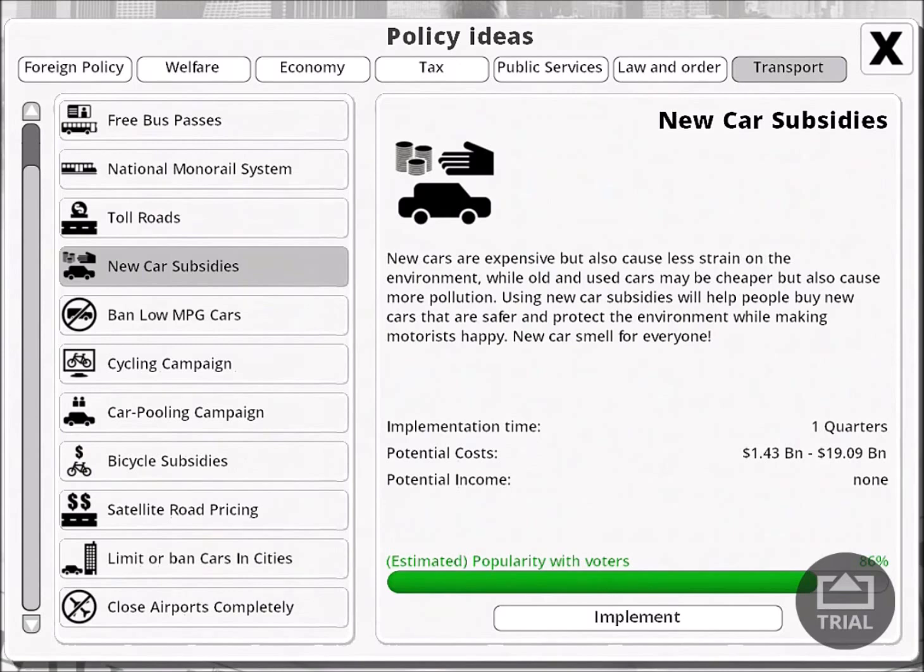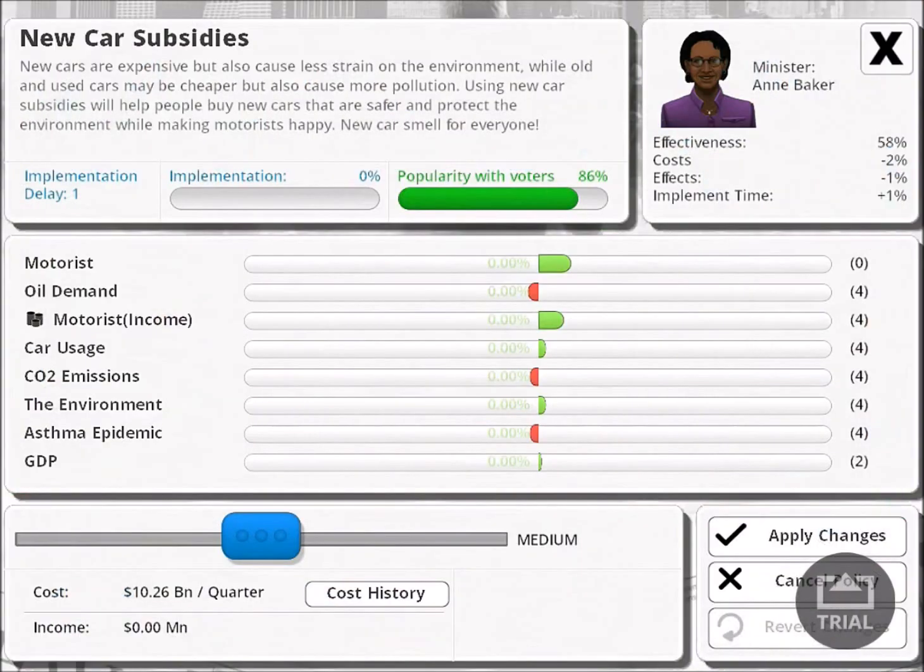Notice I'm not putting anything extreme in here. I'm not banning all airports. I'm not limiting cars in the cities. I'm not banning low MPG cars. I'm not doing any of these considered extreme things. This is moderate stuff, and you might think, new car subsidies, that's pretty extreme.